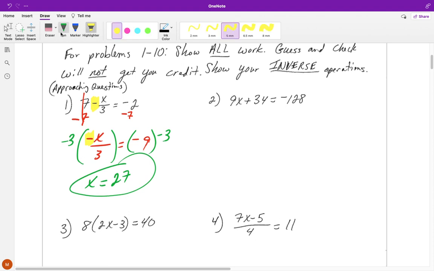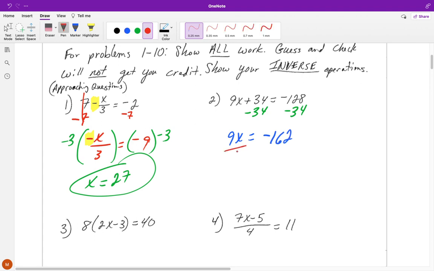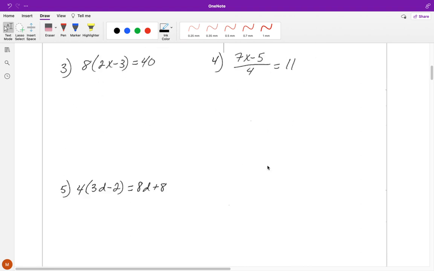All right, so now for this next one, number 2, 9x plus 34 is equal to negative 128. So I know I need to get rid of my addition first. I'm going to subtract 34 from both sides. So now I get 9x is equal to negative 162. And then to solve for x, it's being multiplied, so I need to divide each side by that 9. And x is then equal to negative 18.